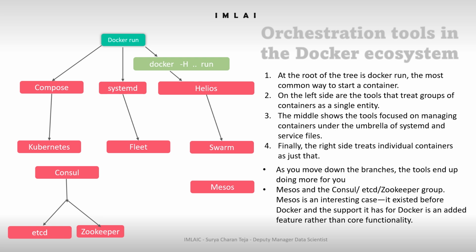By contrast, Consul consists of etcd and Zookeeper. etcd and Zookeeper aren't orchestration tools at all. Instead, they provide the important complement to orchestration: service discovery. So this is all about the orchestration tools and their family tree, their functionality, their purpose, and how they do it.